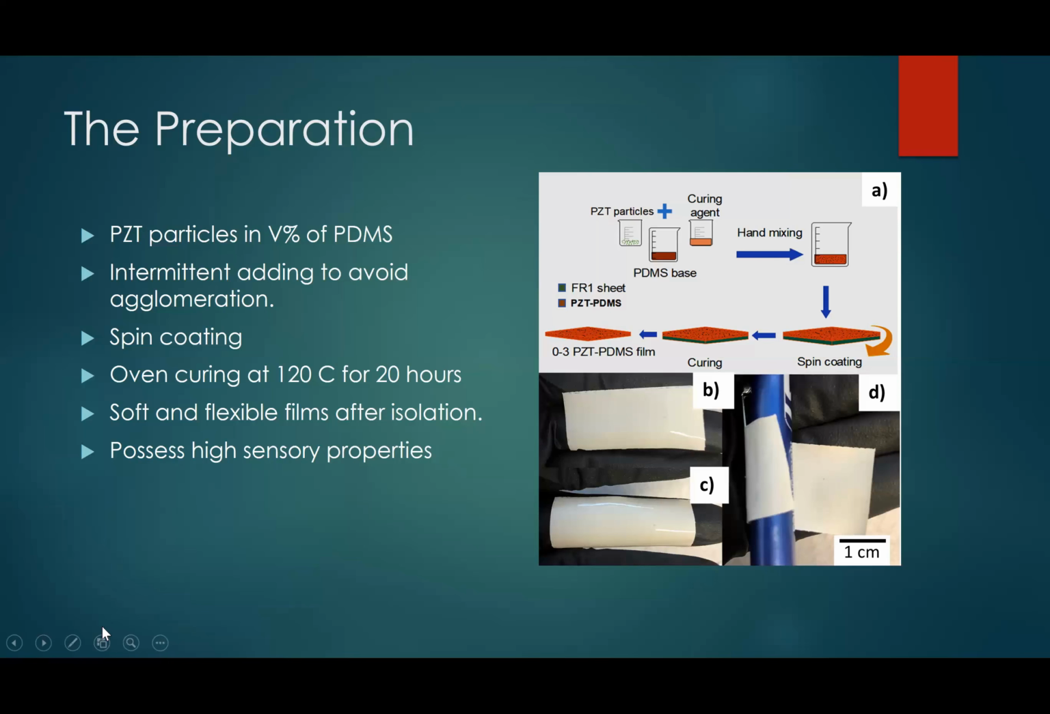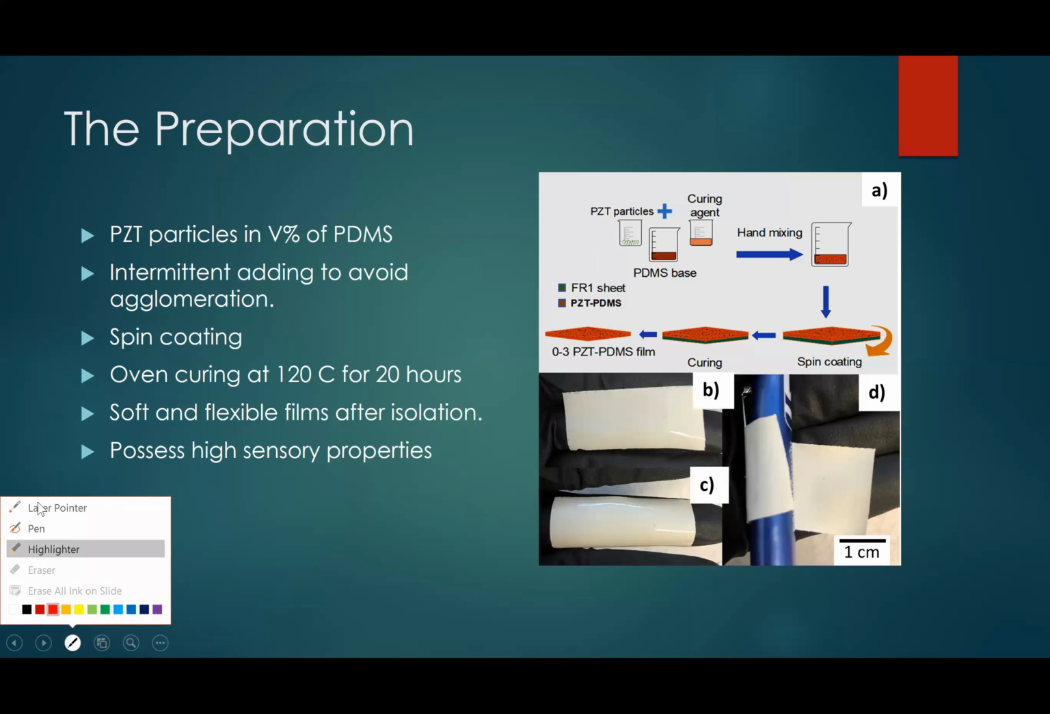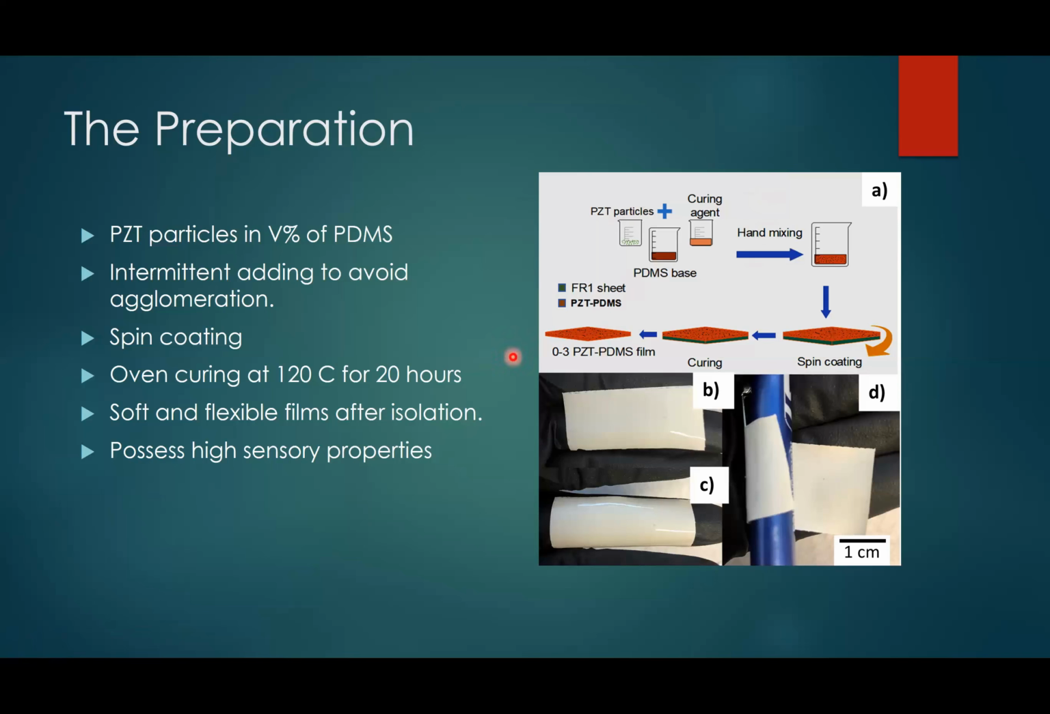Here it shows the fabrication process of the PZT-PDMS thin film. We mix the PZT nanoparticles with PDMS base and the curing agent, and we stir it very well to disperse it well. Then we put that solution on an FR4 board, and then we cure it. Once we cure it, we can easily peel it off from the FR4 board. And here you can see those very thin PZT-PDMS films and how flexible they are.